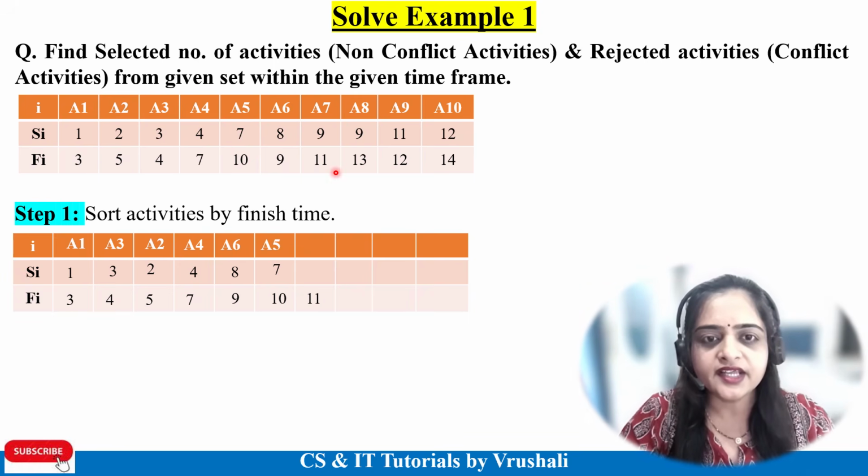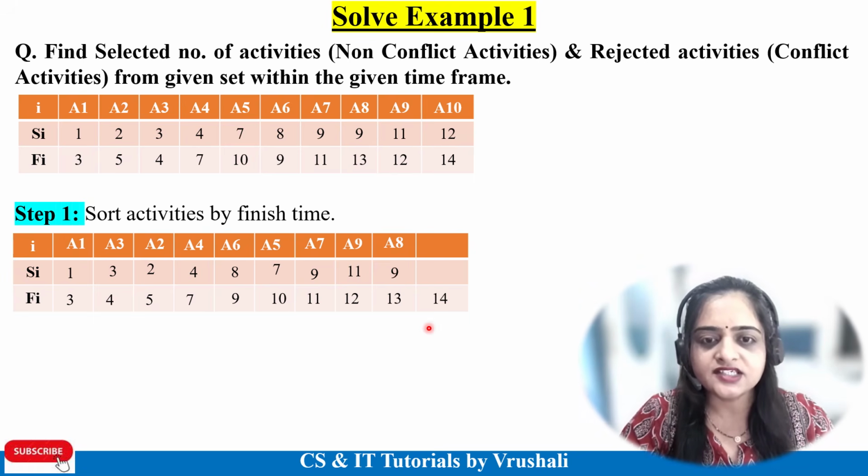So after 10, 11, its start time 9 and A7. So after 11, 12 is there. Start time 11, activity is A9. So after 12, 13 is there. The start time is 9 and activity is A8.